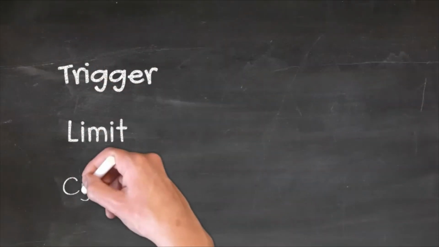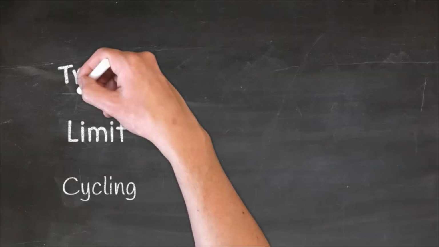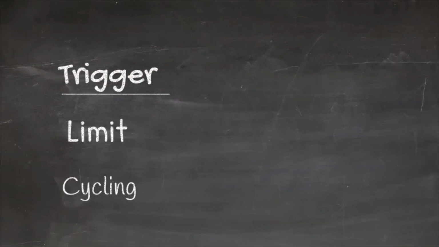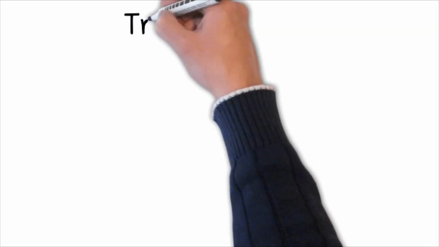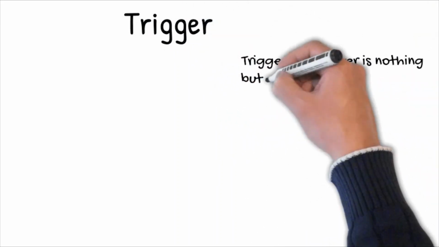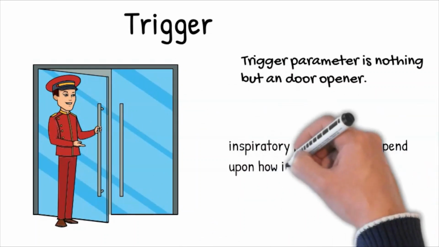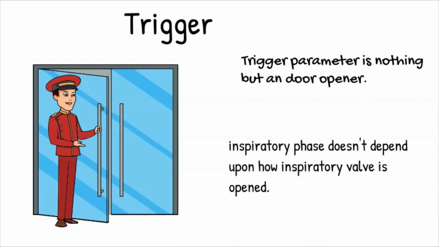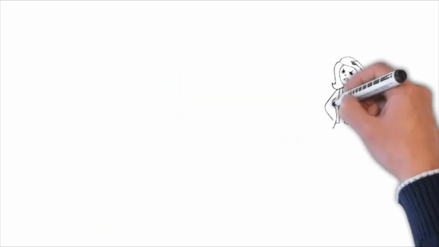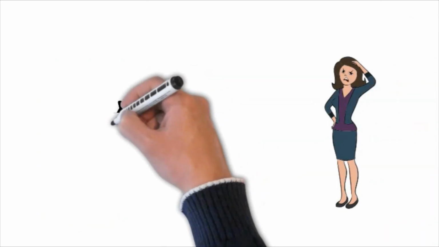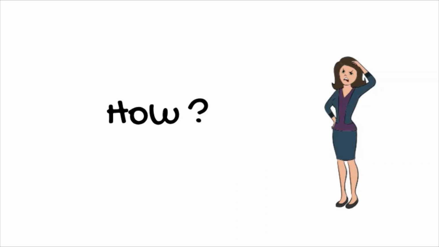In this video, out of trigger, limit and cycling, we are going to learn about the trigger. Let's understand what the trigger is. Trigger parameter is actually nothing but merely a door opener. The inspiratory phase does not depend upon how the inspiratory valve is opened. Till now we understood what the trigger is, but the main question is how the trigger is carried out.